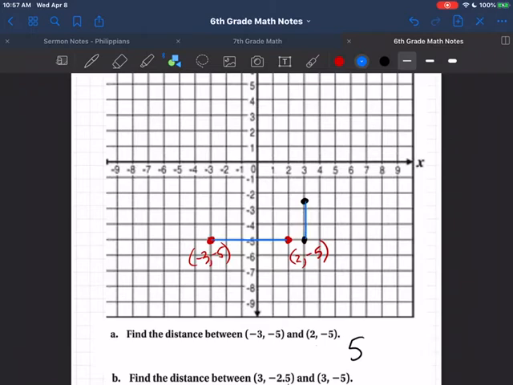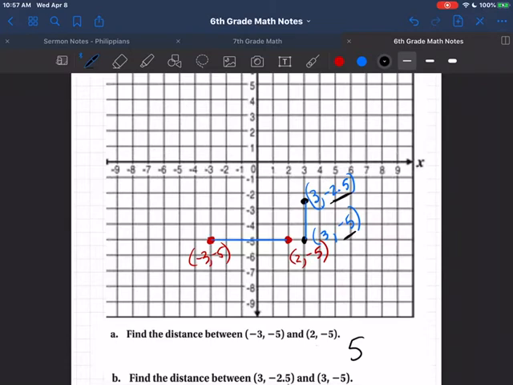This one's vertical. Does that change anything? No, not really. We can still count, but in this particular case, we're in the same quadrant. Let's write our points. I'm getting lazy here. 3, -2.5, and this one's 3, -5.